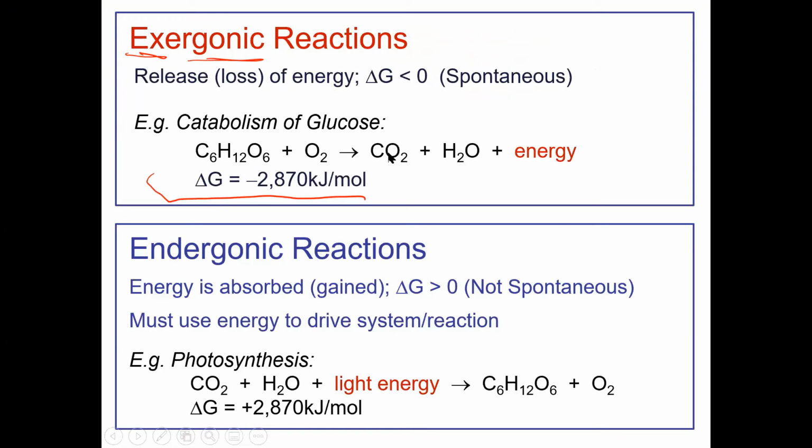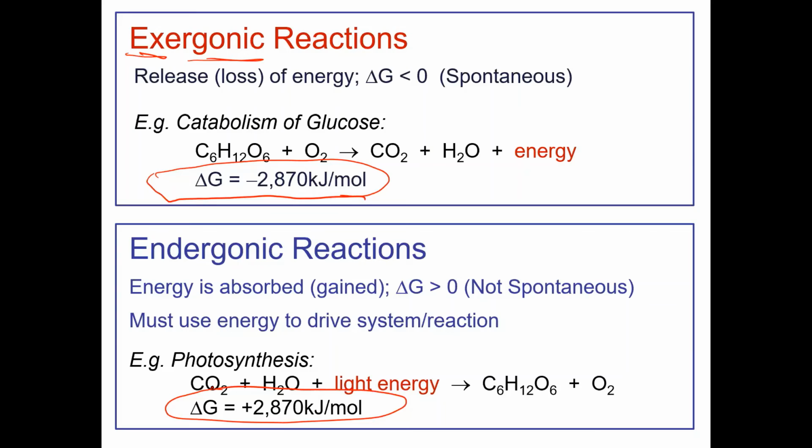Okay, there we go. So here's the two examples. Glucose, minus delta G, releasing energy. Photosynthesis, plus delta G, requires energy. Like I said, these other terms you can use, you can say exergonic or endergonic. Gonic means energy, ex means out, end means in. So make sure you know this.